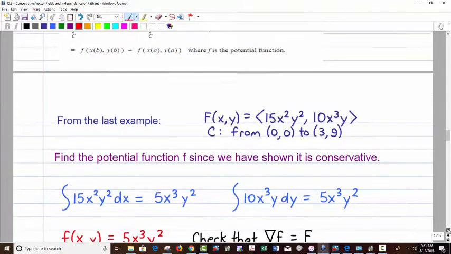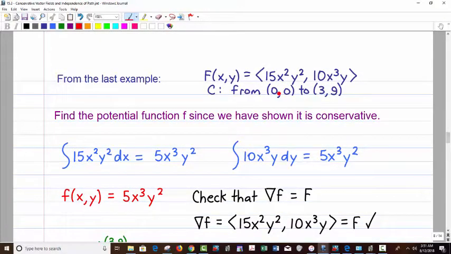So I want to get that potential function. I integrate the first component with respect to x. So x squared will be x cubed over 3. 3 goes into 15 5 times. So I have 5x cubed y squared. And then for the second one, the antiderivative of y with respect to y, y squared over 2, makes that 5x cubed y squared.